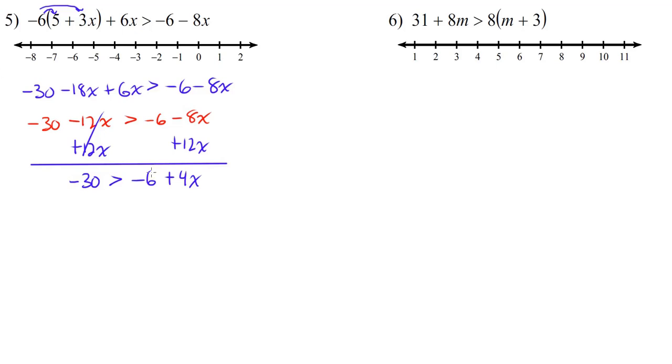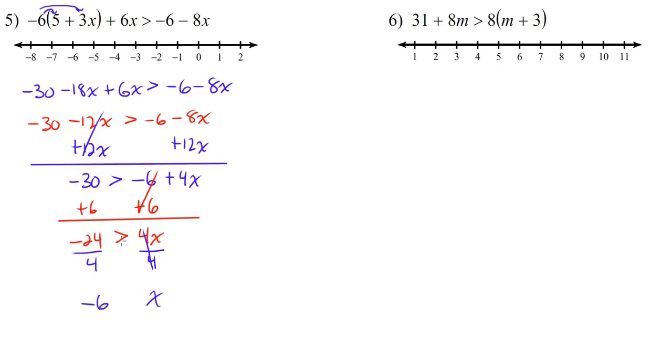Next, we need to get rid of this negative 6. So we are going to add 6 to both sides. On the right, these cancel out, leaving us with 4x. And on the left, negative 30 plus 6, again, different sign, subtract, and keep the sign of the bigger number. That's going to be negative 24. Then the last thing we need to do here is divide both sides by 4. On the right, we're left with x, and on the left, negative 24 divided by 4 is negative 6.